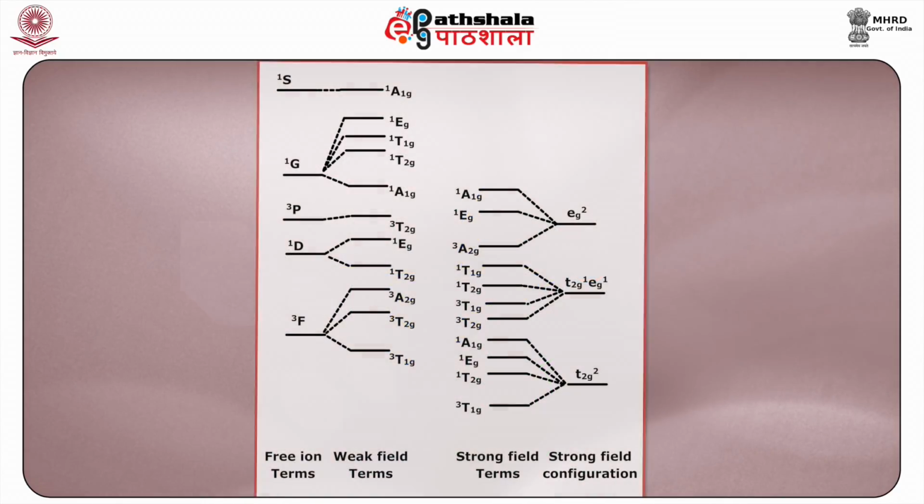A non-crossing rule is also observed, according to which the lines connecting the states of the same symmetry designation do not cross. The splitting of weak and strong field in their respective group theoretical terms: on the extreme left are shown the free ion terms, to their right are shown the weak field terms, further right are shown the strong field terms, and on the extreme right are shown the strong field configurations.